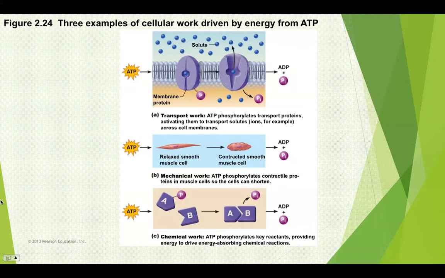And here are some examples. Transport work, this is when things can be actively transported across the cell membrane. You can see mechanical work, and this would be for muscle contraction, and even chemical work, when we are having energy absorbing chemical reactions in the body. In order to do that chemical reaction, it may need some energy, and that will be provided by ATP.